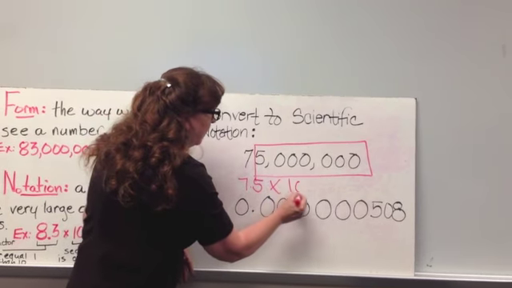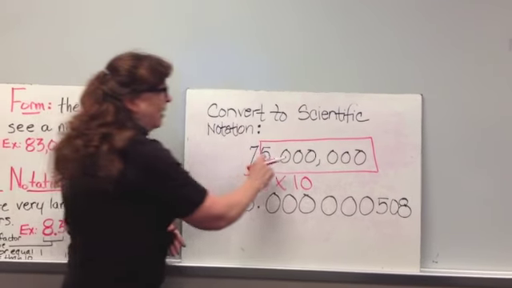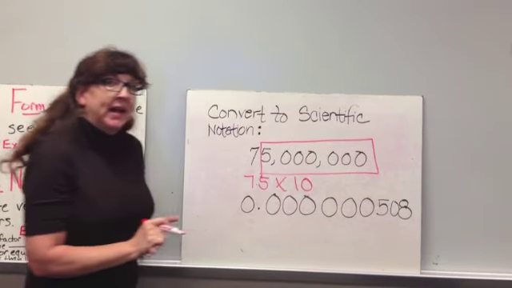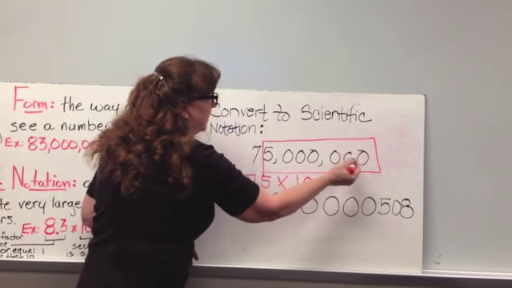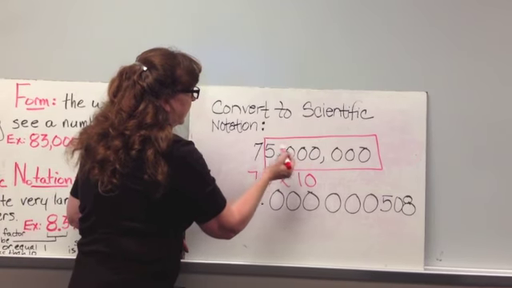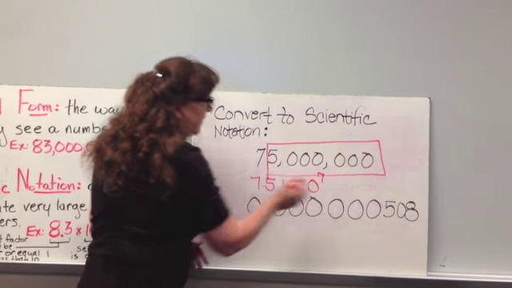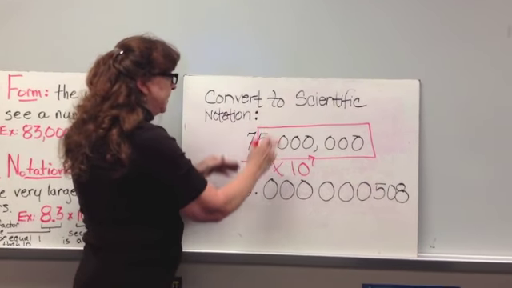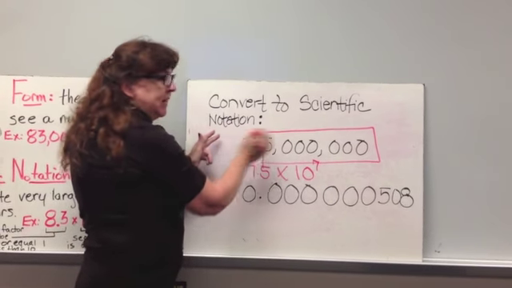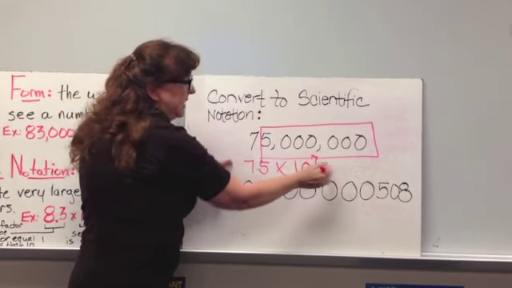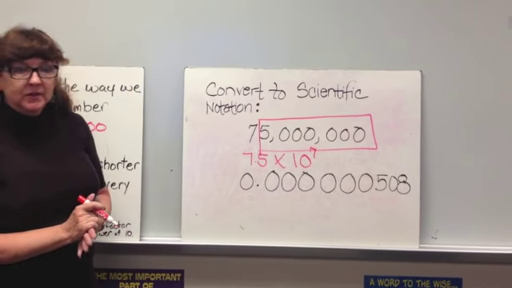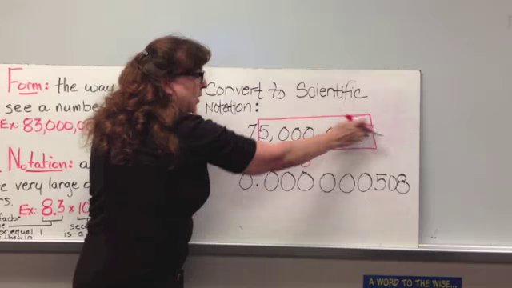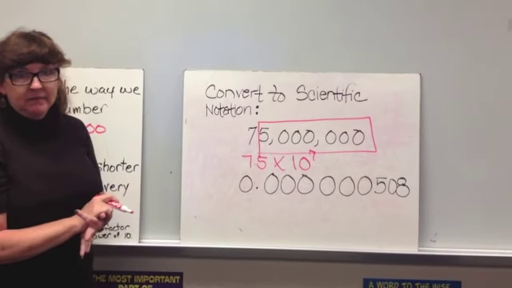I know I need a power of 10. And I can count what's inside my box to give me what my exponent is. So I've got 1, 2, 3, 4, 5, 6, 7. So I've got 7 numbers inside my box to give me my scientific notation. So I've got my standard form here, and I just put it in scientific notation following those rules. Now this is a pretty large number, 75 million.